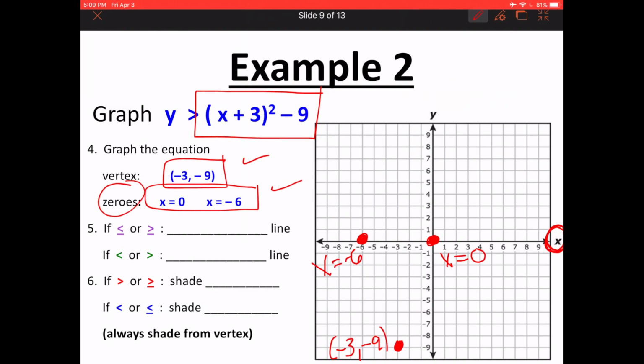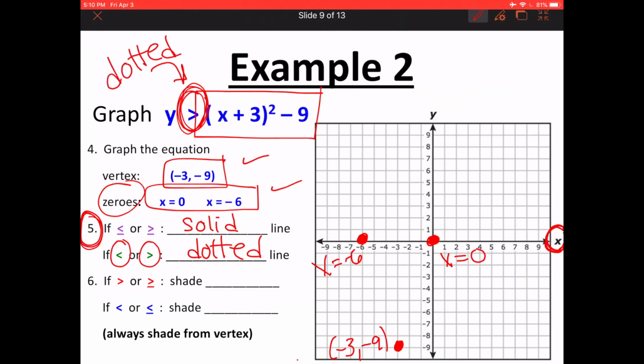From here, before you connect the parabola, look at step 5. If it's less than or equal to or greater than or equal to, it's a solid line. If it's less than or greater than, it's a dotted line. So go back to the original equation. If it's greater than, that means that we are going to be graphing a dotted line. Okay? So I'm going to dot my line all the way through. All right? And let me continue here on the other side of the parabola, but notice I'm making a dotted line.